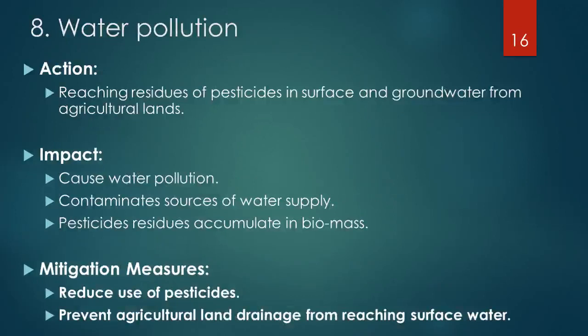Water pollution. The action is residues of pesticides reaching surface and groundwater from agricultural lands, and the impact causes water pollution and contaminates the source of water supply. Pesticide residues accumulate in biomass, and mitigation measures are to reduce the use of pesticides and prevent the agricultural land drainage from reaching the surface water.